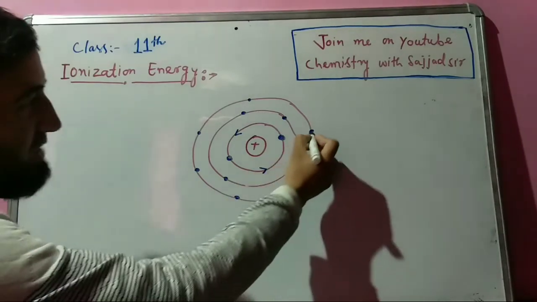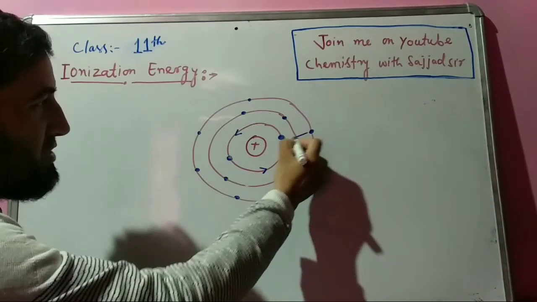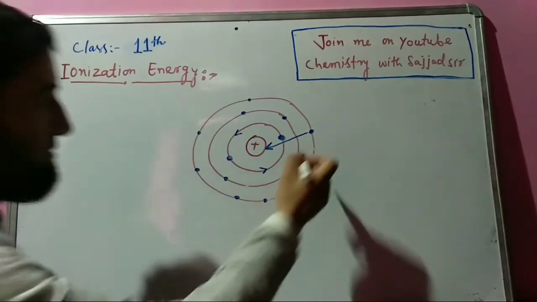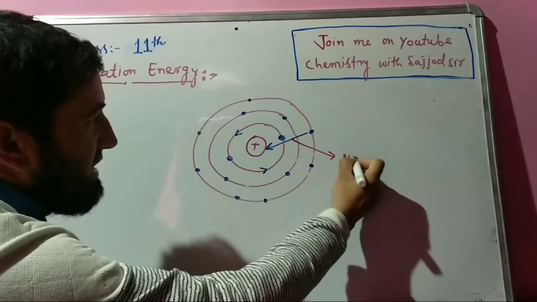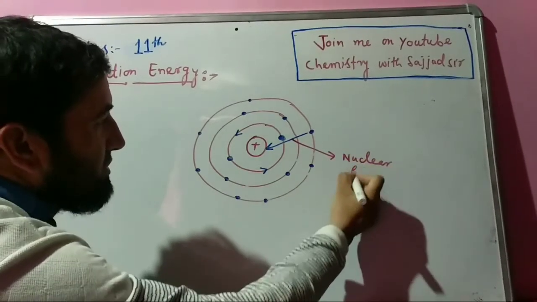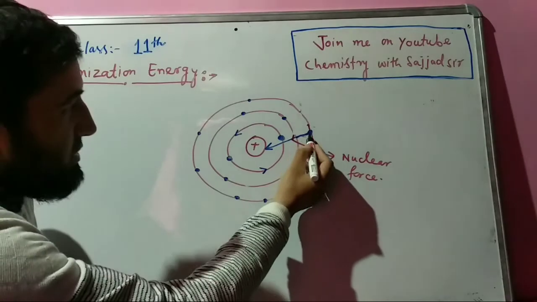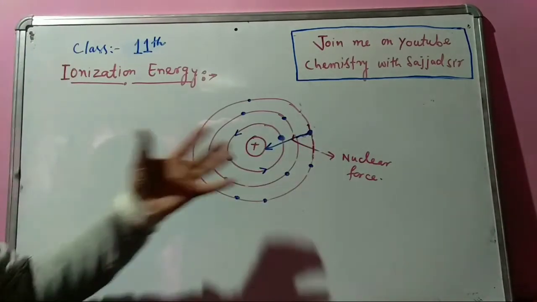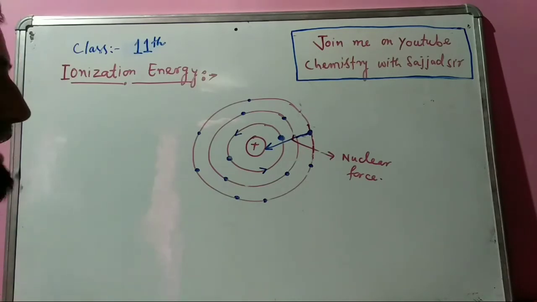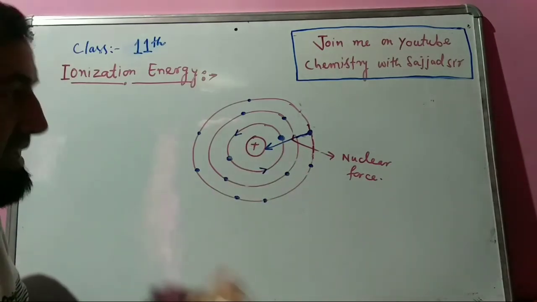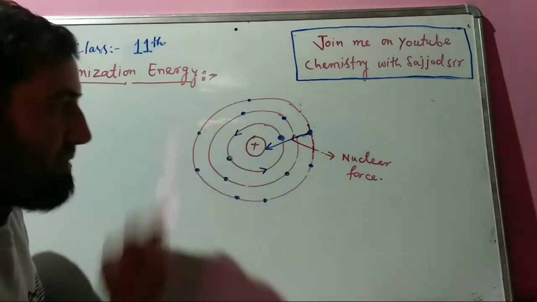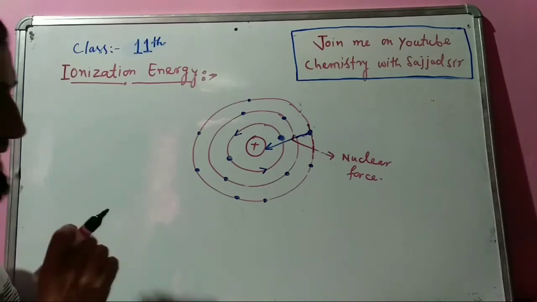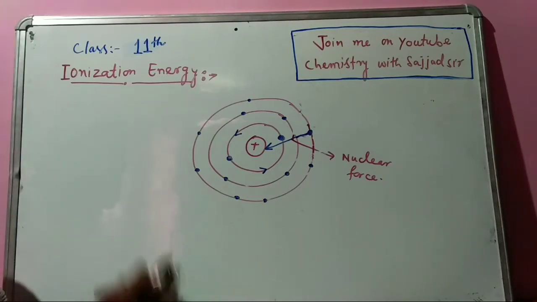Now these negatively charged electrons are held to the nucleus by a force of attraction. That force of attraction is known as nuclear force. So we can say electrons are held with the nucleus by nuclear force. Now in order to remove the outer electron from the nucleus, this nuclear force has to be overcome, and it is overcome with the help of energy. That minimum amount of energy which is required to remove the most loosely bound electron from an isolated gaseous atom is known as ionization energy.